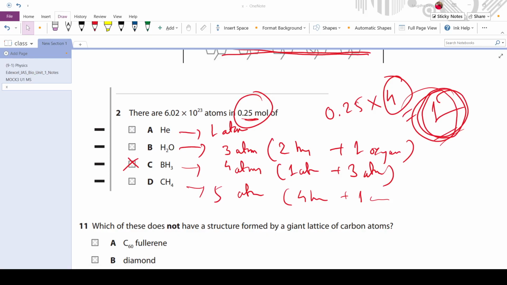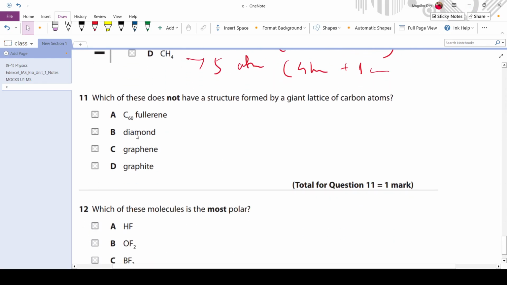Okay, 1 minute. Which of these does not have a structure formed by giant lattice carbon atoms? This was very easy. Which part are you confused in this one? Rakshit, this is very simple, isn't it? I think this is C60 fullerene.